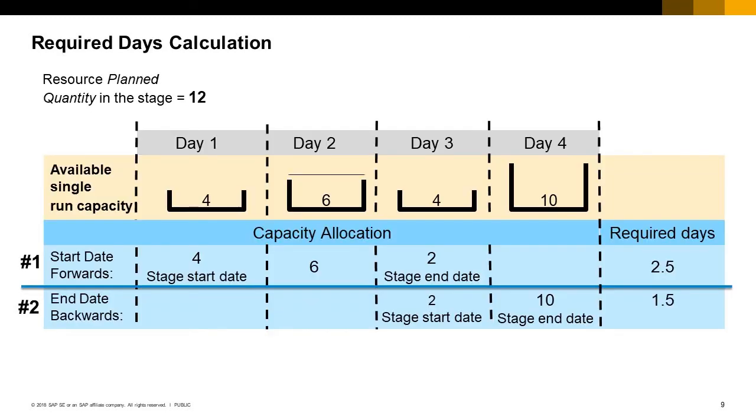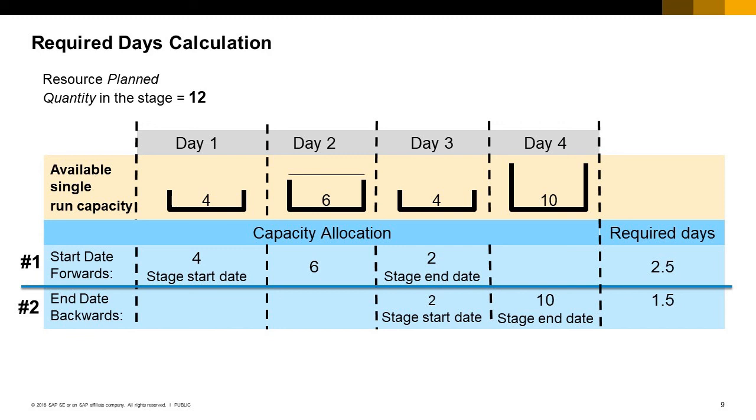Let us examine this scenario for the start date forwards and end date backwards methods. We examine the effect on start date and end date of a stage and on resource capacity allocation. In our scenario, the resource planned quantity in the stage equals 12.